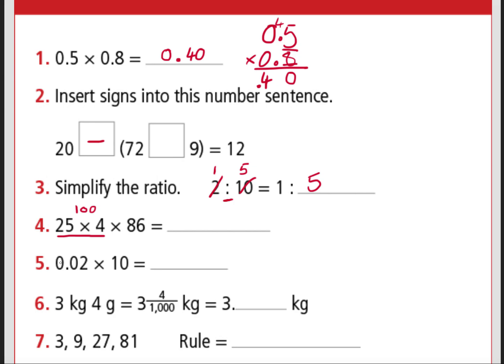Number 5, we haven't seen these in a while. When we're multiplying by 10, we move our decimal 1 place to the right. So this decimal here is going to move 1 place to the right, and we're going to get 0.2.